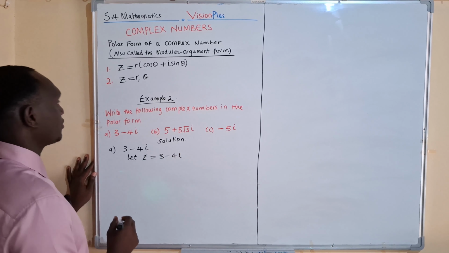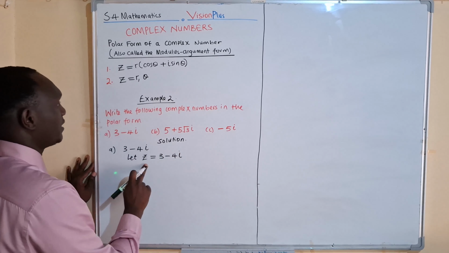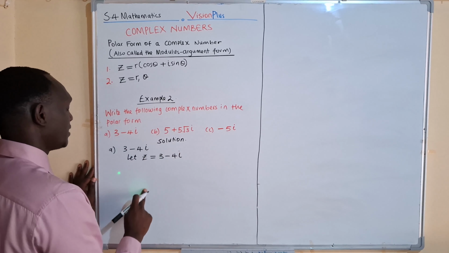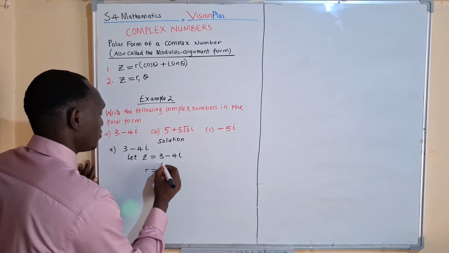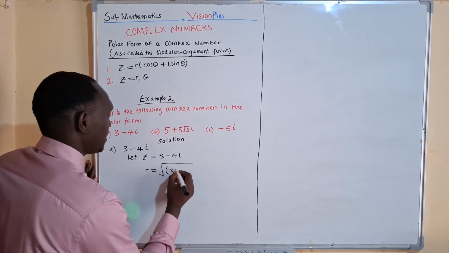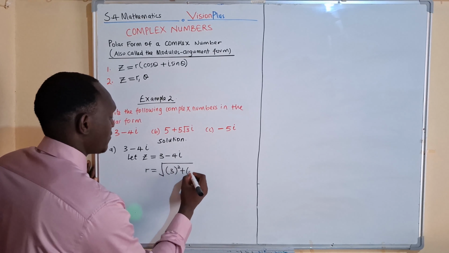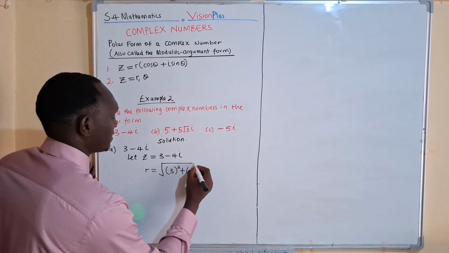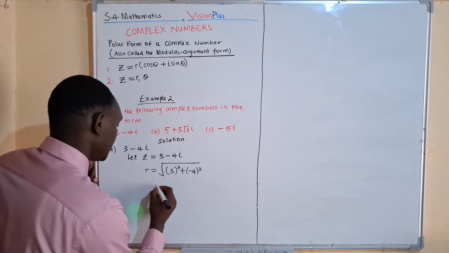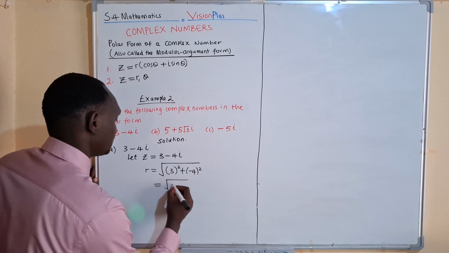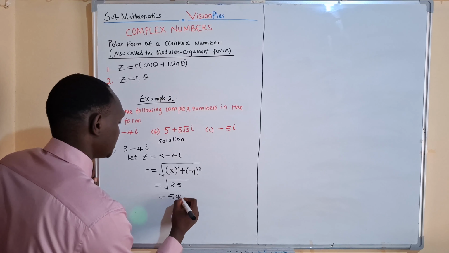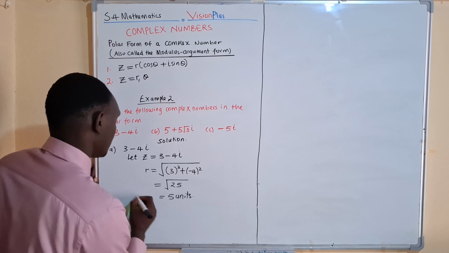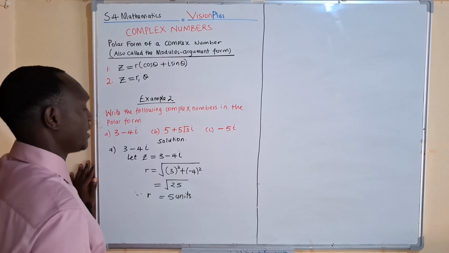In the polar form, we need the magnitude of the complex number and the argument of the complex number. So the magnitude r becomes the square root of x, which is 3 squared, plus y, which is negative 4 squared. This gives us the square root of 25. Using a calculator, this gives us 5 units. That is the magnitude of the complex number we are calling r.